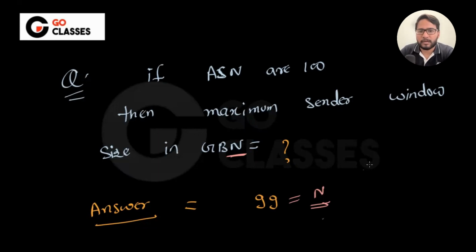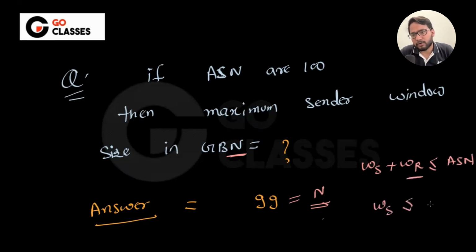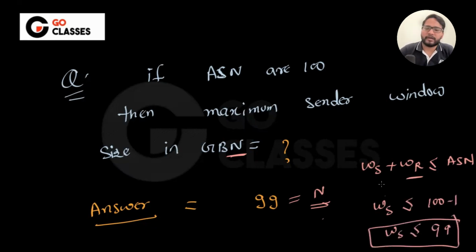Yeah, total minus 1. Basically here the sender plus receiver should be less than or equal to the available sequence number, right? So if the receiver window is 1, WS is less than or equal to 100 minus 1, right? So WS can be anything from 1 to 99. So the maximum could be 99, right? If you have the available sequence number as this, then the maximum you can have in the window is 99.